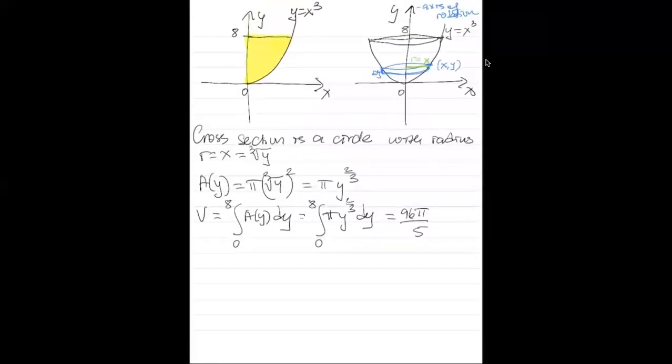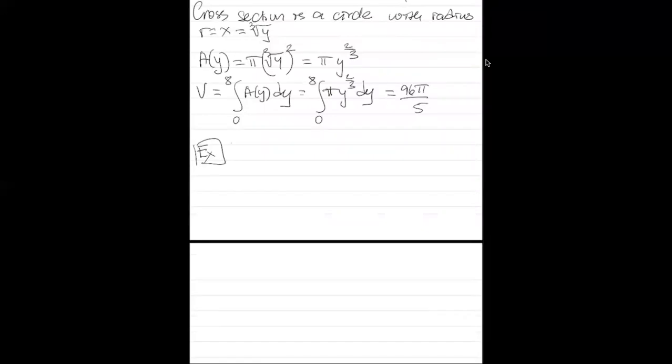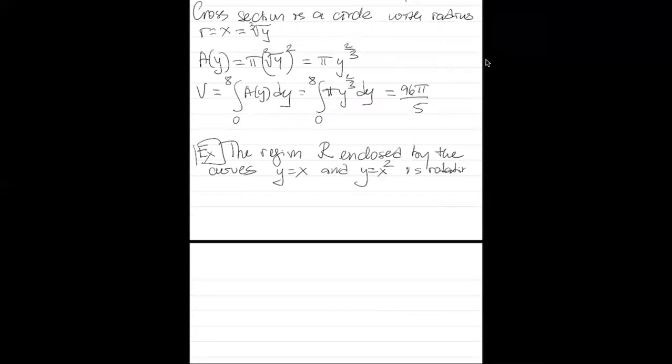Another example, where now the region is between two curves. The region R enclosed by the curves y equals x and y equals x squared is rotated about the x-axis. Find the volume of the resulting solid.